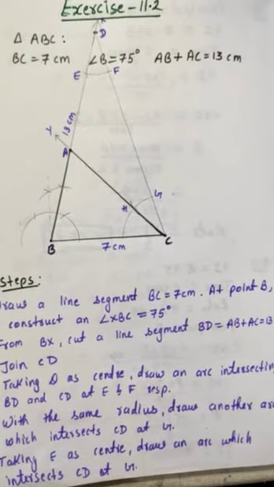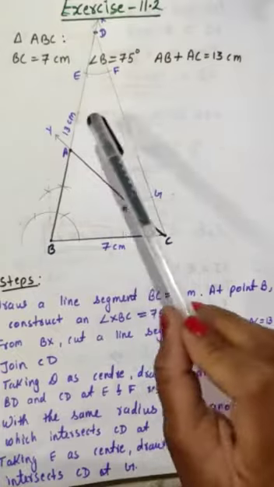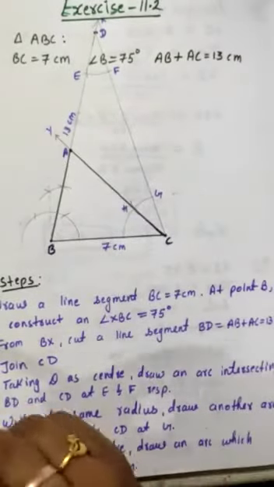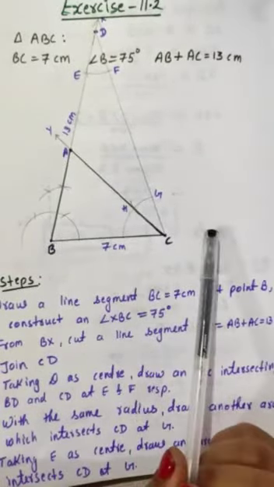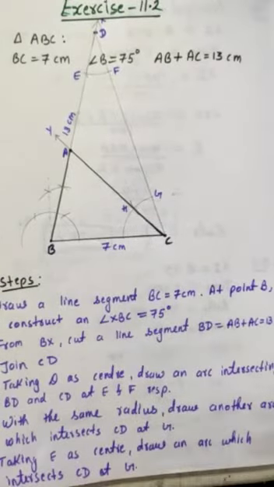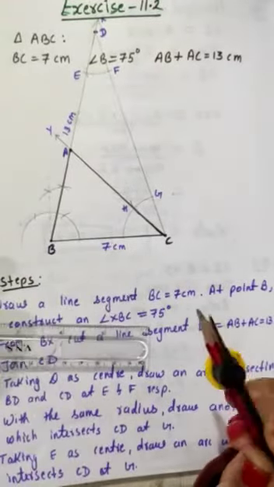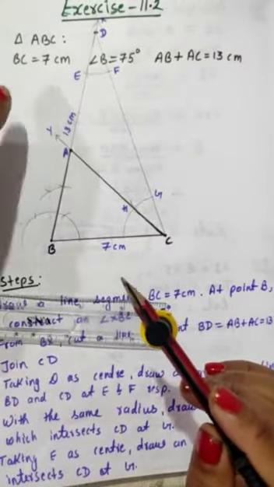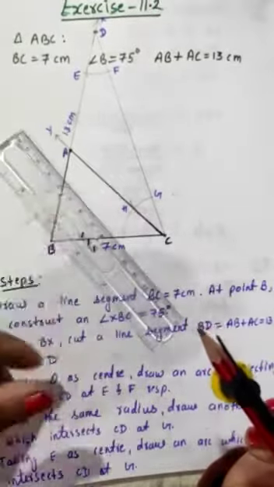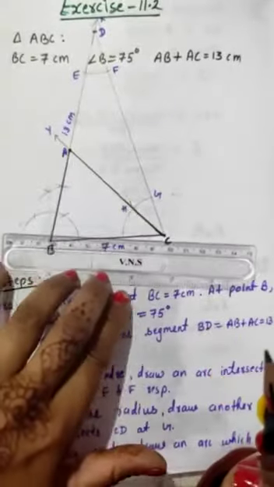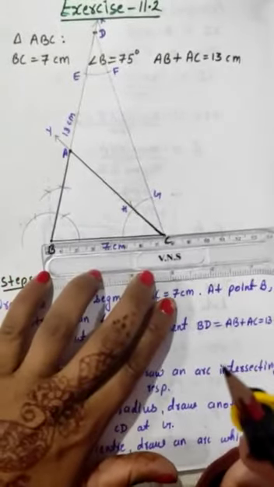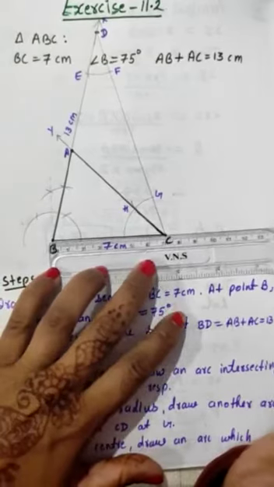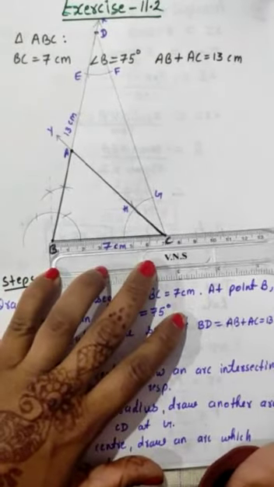At the end you have to justify also. This time I have just constructed it so that it will be easy for you to understand. The first thing is you have to draw the base. This is BC, which is 7 centimeters. You all know you have to use the ruler and compass only. You all can see this is 7 centimeters.